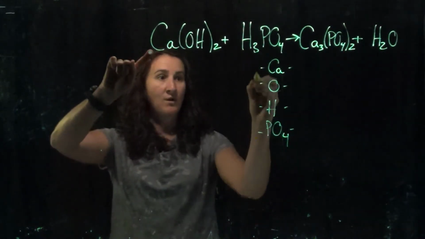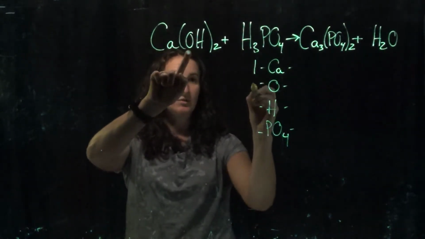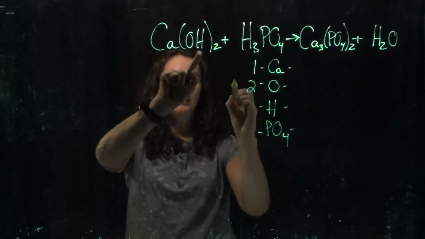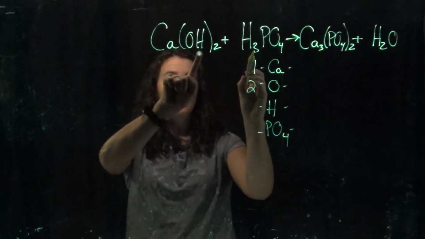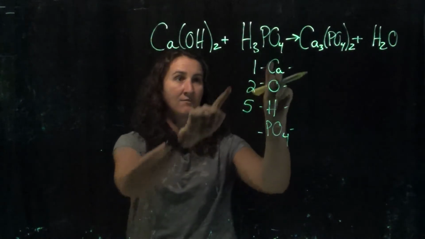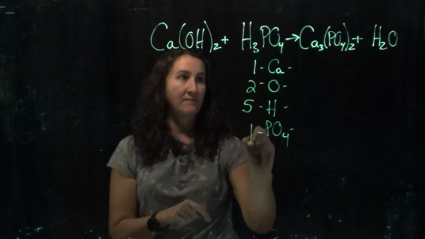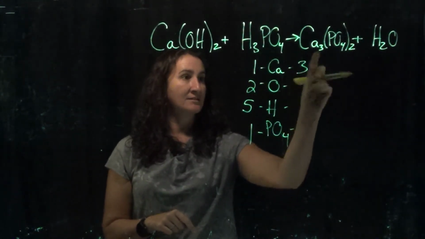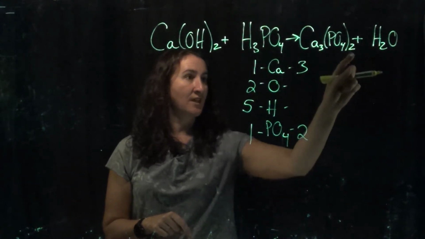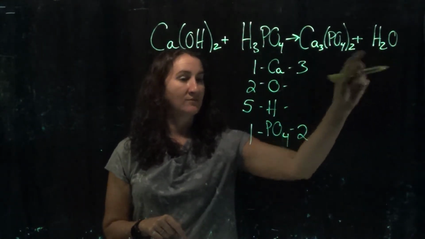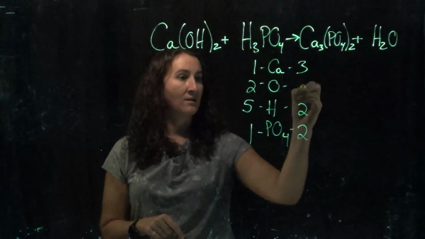On the left side, I have 1 calcium, 2 oxygens, 2 hydrogens, plus 3 hydrogens. So 2 plus 3 gives me 5. And then I have 1 phosphate. On this side, I have 3 calciums, 2 phosphates, and then water. So we have 2 hydrogens and 1 oxygen.